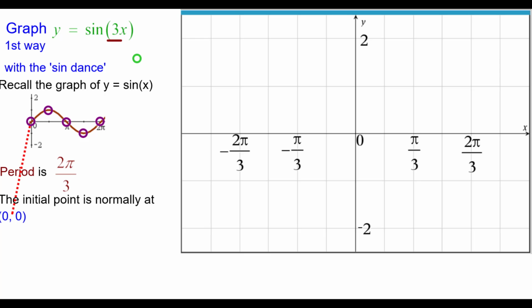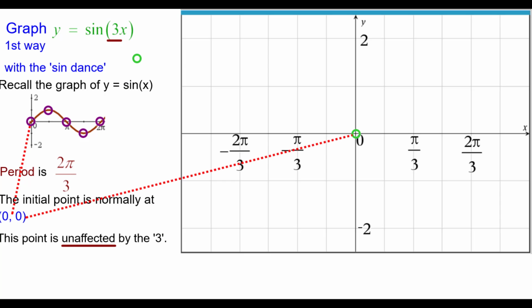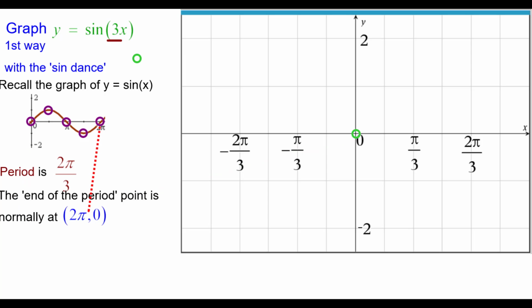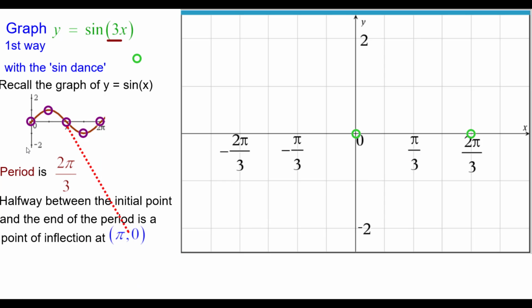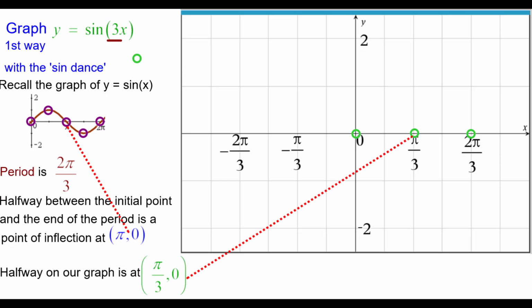The initial point is normally at the origin. This point is unaffected by that 3, so we're going to plot the origin to start with, 0, 0. The end of the period is normally at 2 pi, 0. However, for this graph, the end of the period will be a period later, 2 pi over 3, 0. Halfway between the initial and the ending point of a period is a point of inflection. So that's going to happen here halfway, and you can see that that's going to be at pi over 3, 0.